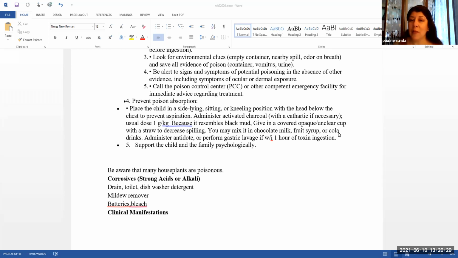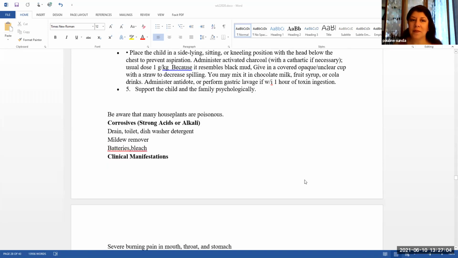Because it does resemble black mud, you want to give it in a covered, opaque cup with a straw to decrease spilling. You might mix it in chocolate milk, some fruit syrup, or cola drinks. If one exists, you would want to administer an antidote. If a toxin was ingested within 1 hour, they may also perform a gastric lavage. And although this is not in your textbook, you do want to support the child and the family psychologically because this is an emergency and a very stressful time.